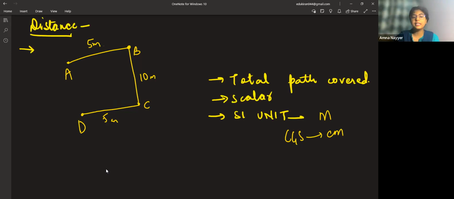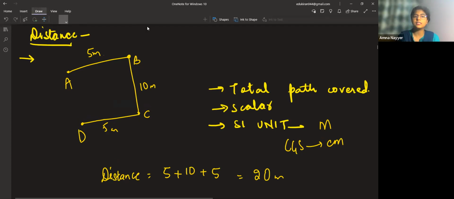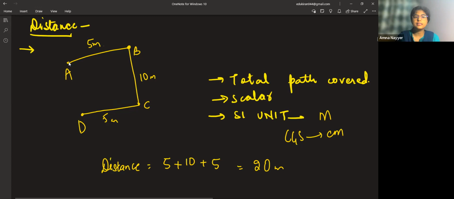So for example, here, if I want to find out what is the distance, that will become 5 plus 10 plus 5. So that will become 20 meters. This is how we take the entire path that has been covered. This and this. The entire path that has been covered. This is what is meant by distance.